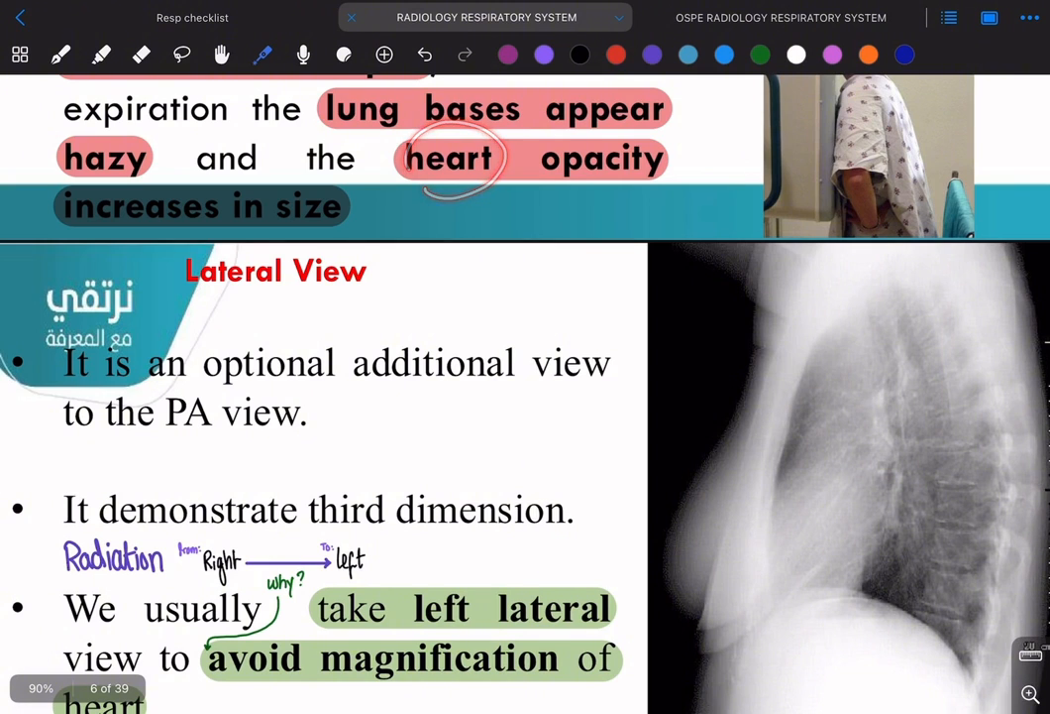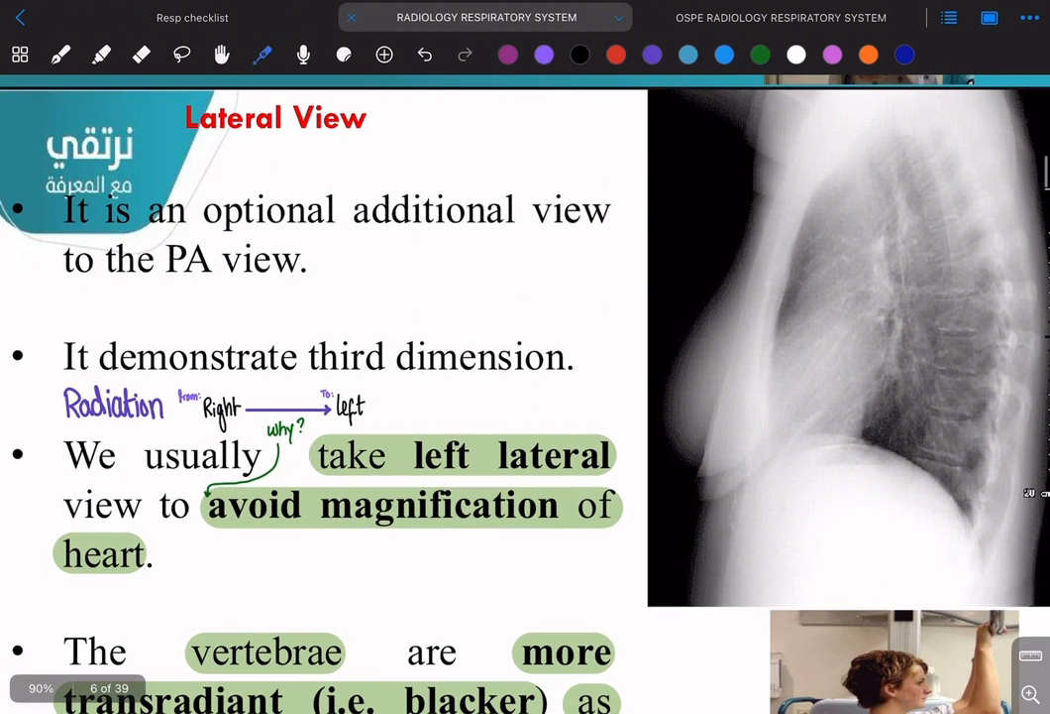The heart is on the left side, right? So that's why we have to start the radiations, or the radiations have to enter from the right and go through and go out from the left. Why? So we avoid magnification of the heart. So we have the heart in the same size, so we don't see the heart in a magnified shape, okay?